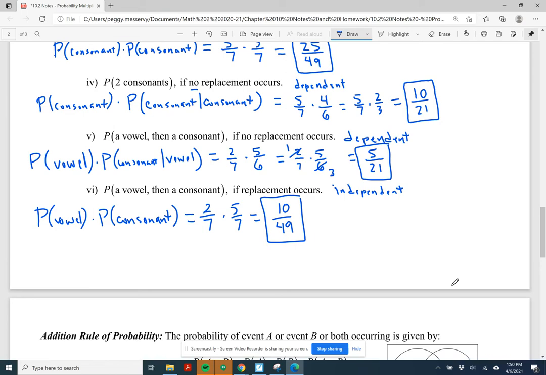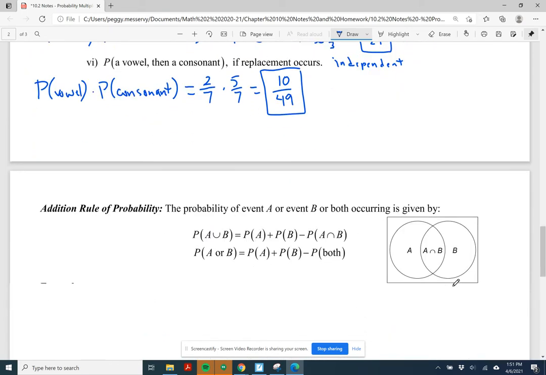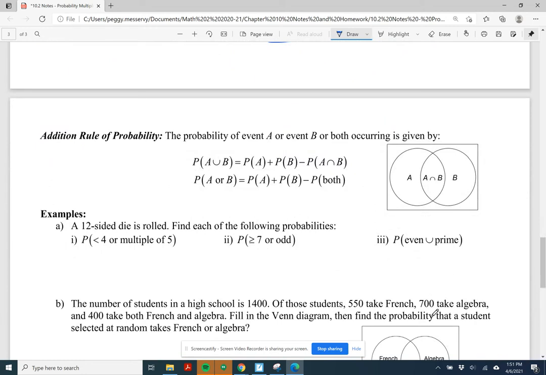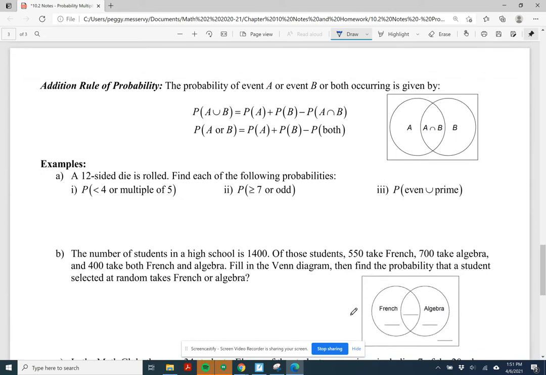Okay, next thing we're going to do is talk about the addition rule of probability. So the addition rule of probability is for the or, the union. So the probability that an event A or event B, or both, let's rewind. The probability of event A or event B, or both of those events happening, is given by the probability of A union B, because remember the union is the or. So we read that the probability of A or B, usually just read it that way.